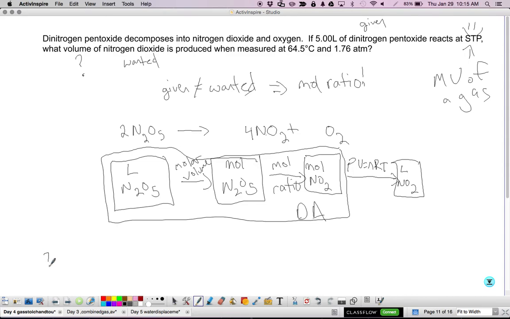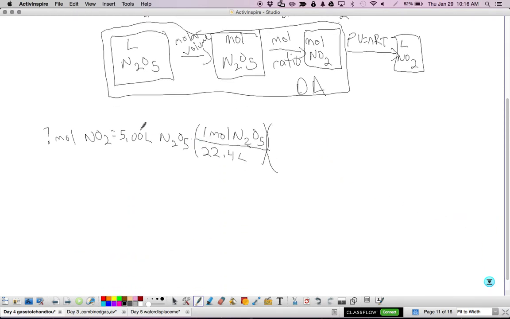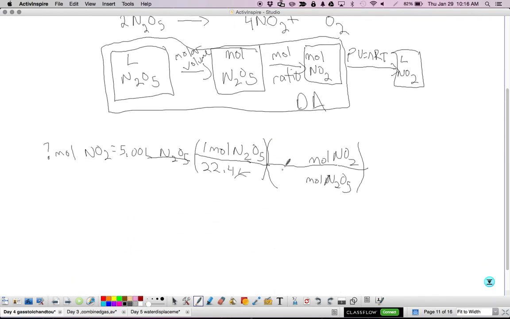So my dimensional analysis is going to be question mark moles NO2 equals 5 liters of N2O5. And that's 1 mole N2O5. I'm using molar volume, so that's 22.4 liters. Okay, let's scroll up a little bit. All right, so liters N2O5 go away. I'm at moles N2O5, and I can take that to moles NO2. From the balanced equation, there are 4 moles of NO2 for every 2 moles of N2O5. And that's as far as we want to go right now.